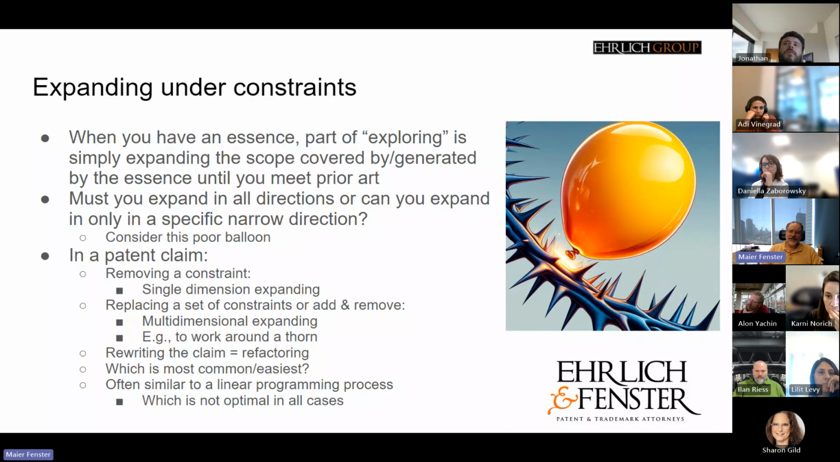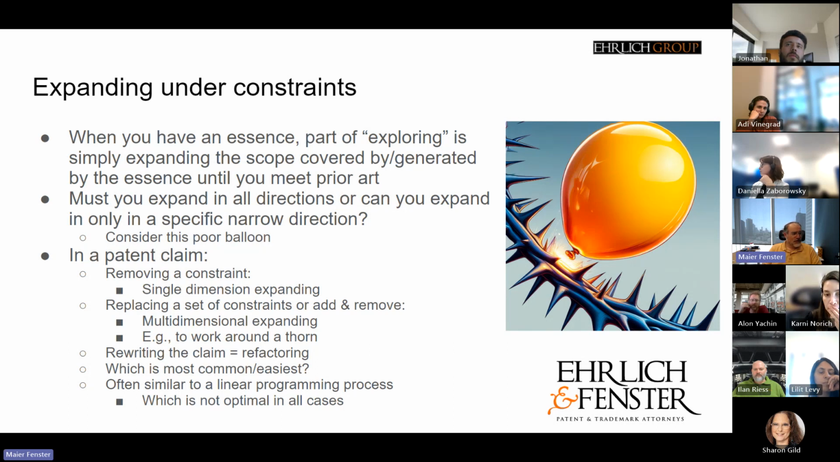So Ilan, you mentioned expanding a balloon, and the problem with expanding balloons is that sometimes you can hit the prior art, here shown as sharp thorns. And like I said, the basic type of exploring is simply expanding the scope. And what we would like to do is expand the scope only in one direction and not in all directions. Otherwise, like the balloon, you will pop.